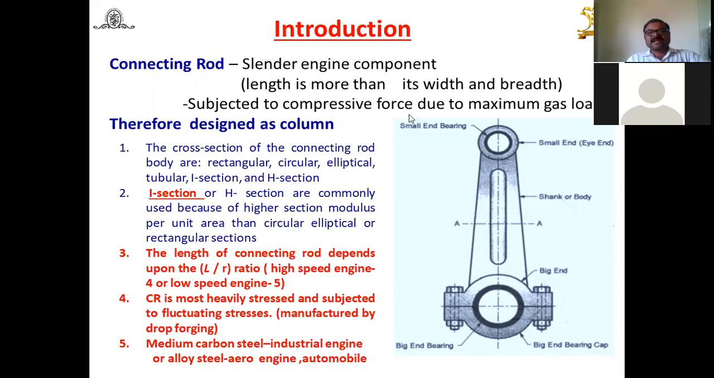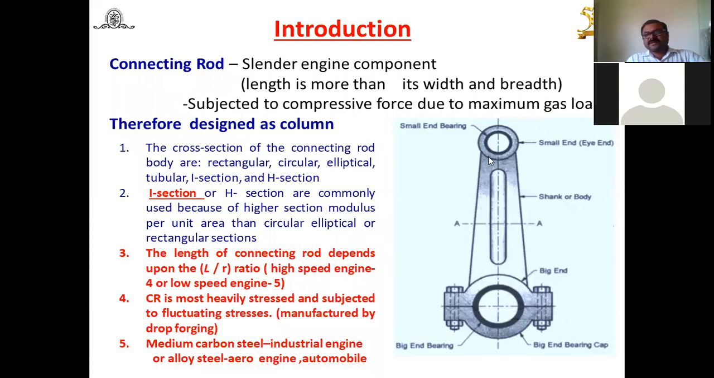Again, here we have to decide by using the slenderness ratio, that is L by K, which plays an important role. That's why the name slender engine component is given. It is going to buckle. That's why while designing it, we have to take care of buckling of this connecting rod. Before considering it as a column for buckling, we should know its construction.